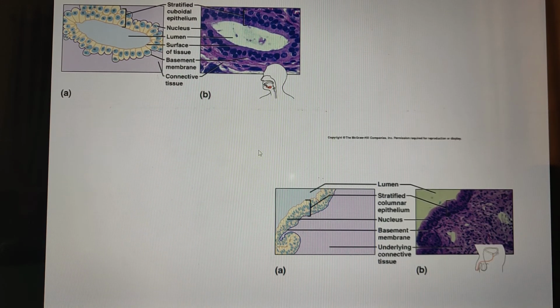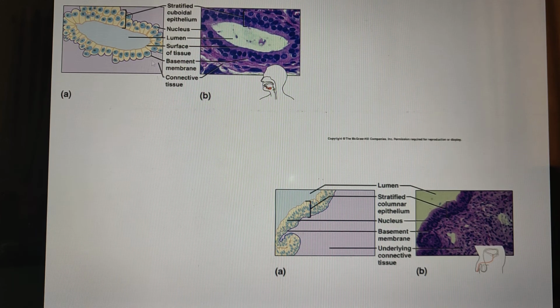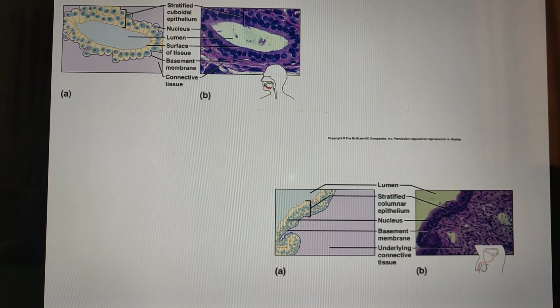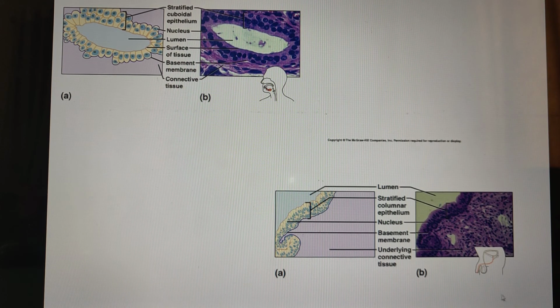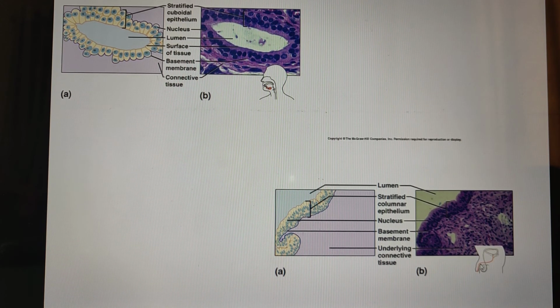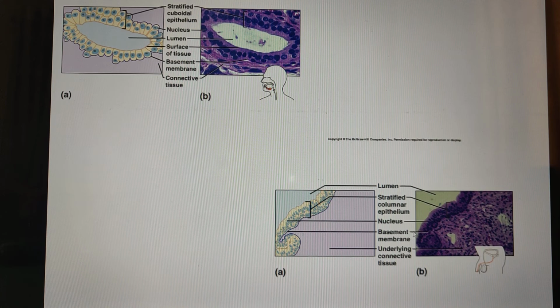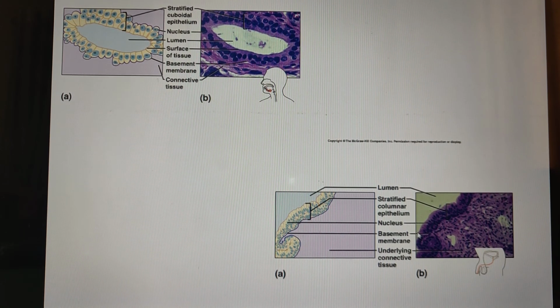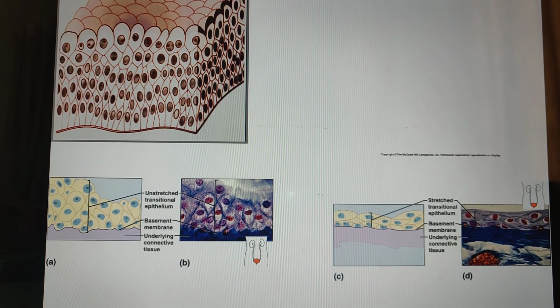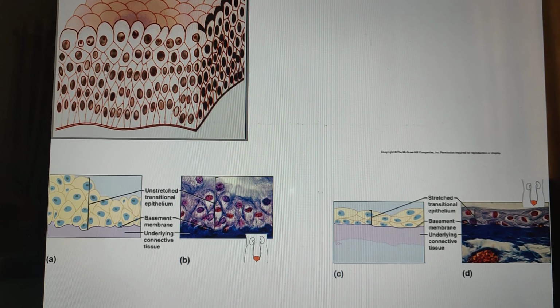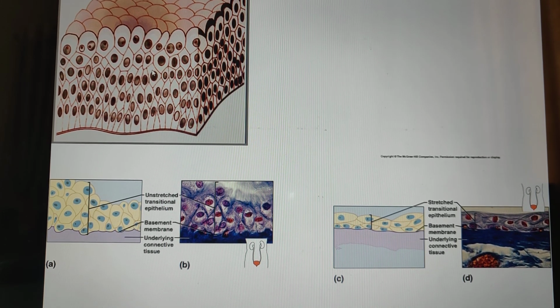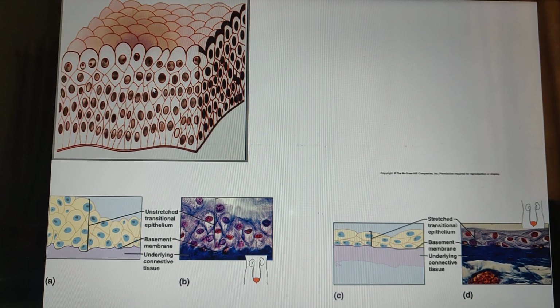So here you can see the stratified cuboidal epithelium, which is present inside the sweat glands and salivary glands. Here you can see the stratified columnar epithelium, which is present inside the vas deferens. And you can see the transitional epithelium, where the topmost layer has cap-shaped cells as well as umbrella-shaped cells, which you have to remember.